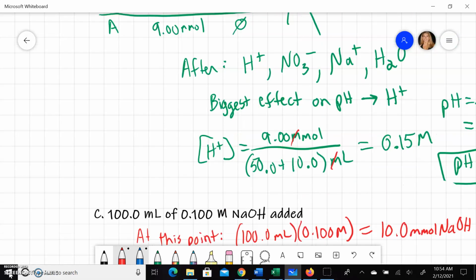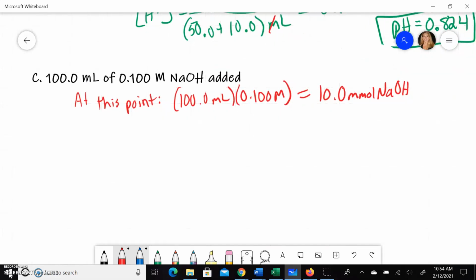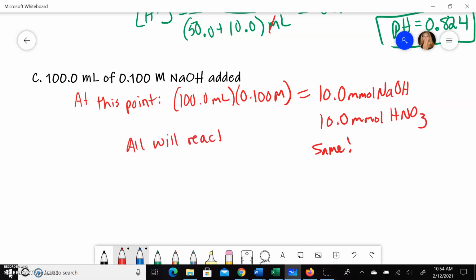Well, if you look back up at our BCA table from here, we started with 10 millimoles of H+. So now we actually have the same. So we have 10 millimoles of this one. We also have 10 millimoles of HNO3. So notice that these two are the same. And so this is the equivalence point. All of them will react because they're both going to go down to 0, and this is the equivalence point.